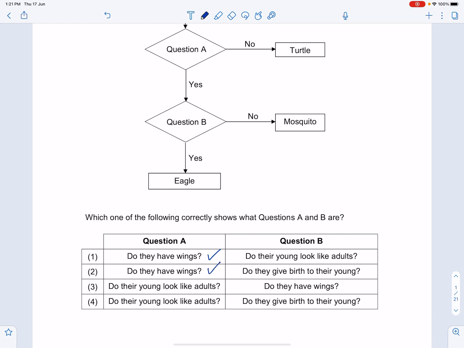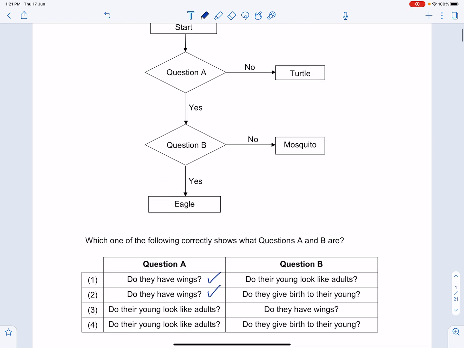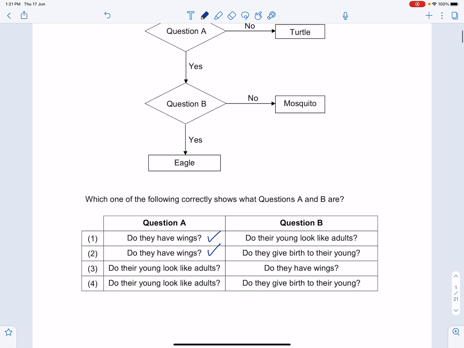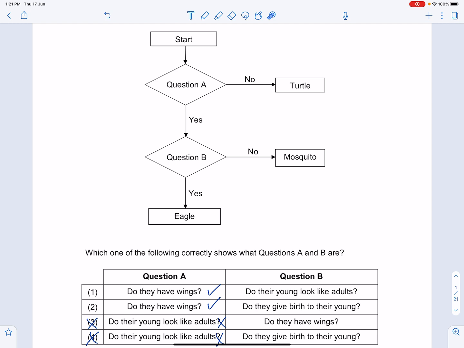Do their young look like adults? We know that baby turtles do look like the adults, and yet the answer here is no. So we know that that is actually wrong. We can go ahead and cross out option 3 and option 4 and just focus on option 1 and 2. Then we continue to follow.